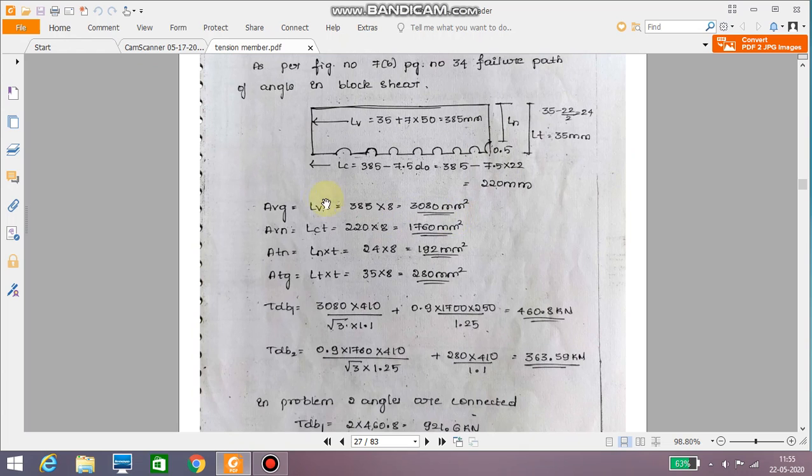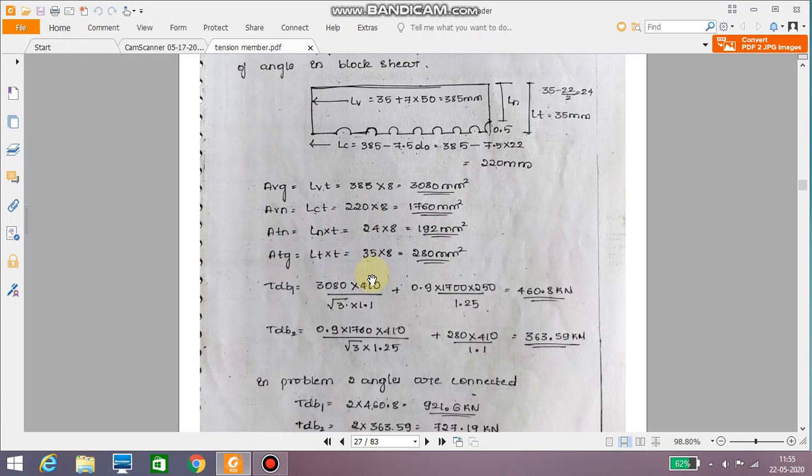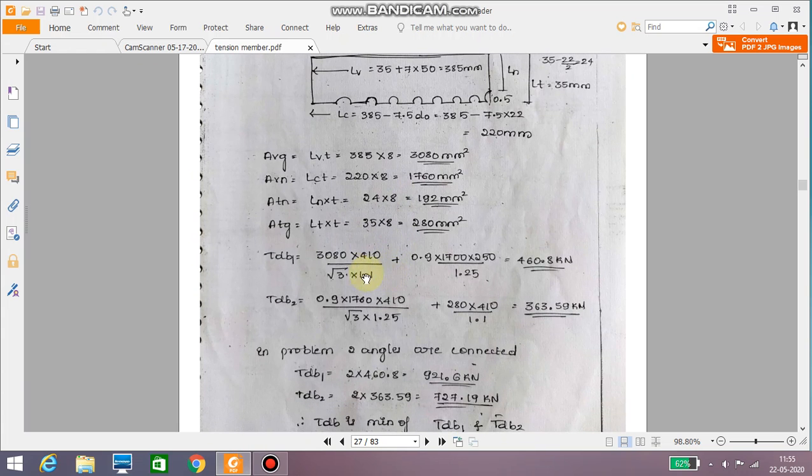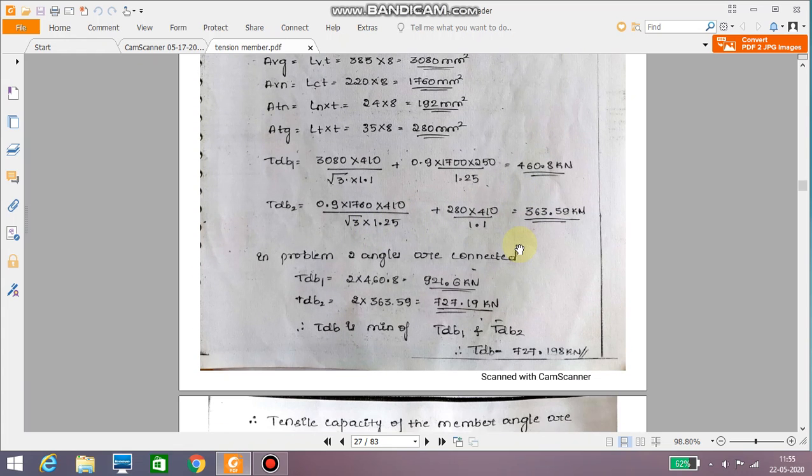So Avg is nothing but Lv into t. Avg is nothing but Lv into t, gross area it is. So it is 3080 millimeter square. Avn is 1760 millimeter square, Lc into t. Atn is Ln into t. And Atg is Lt into t. You calculate these values. Now Tdb1 will be equal to 460.8 kilonewton and Tdb2 is equal to 363.59.